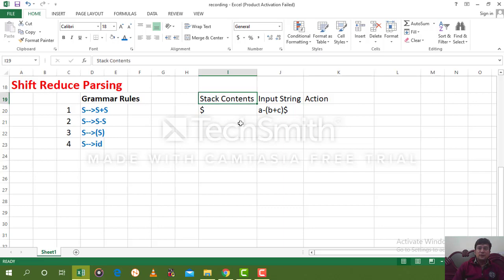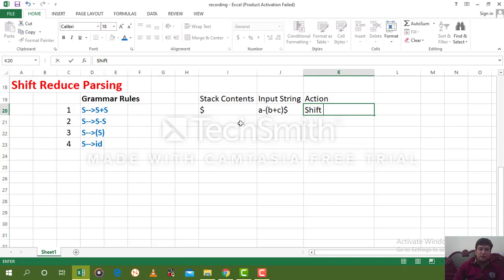So now we're going to see the shift-reduce parsing, and dollar is there on the stack as the stack top. The very first thing that we see in the input string is a, and what action should be taken on a? It is obvious that we will be pushing that symbol a on the stack. Now, if you push the symbol a on the stack, in the string we remain with minus (b plus c), and obviously the dollar.